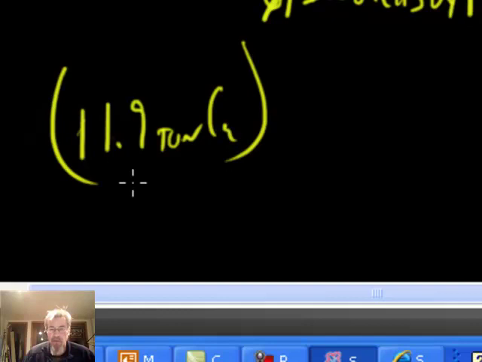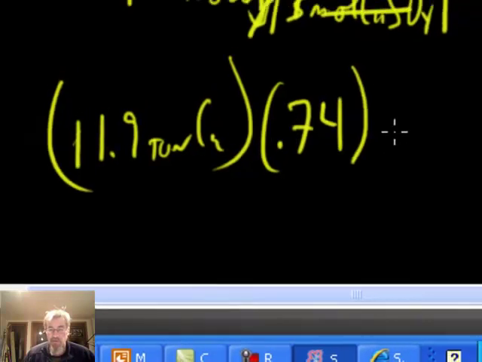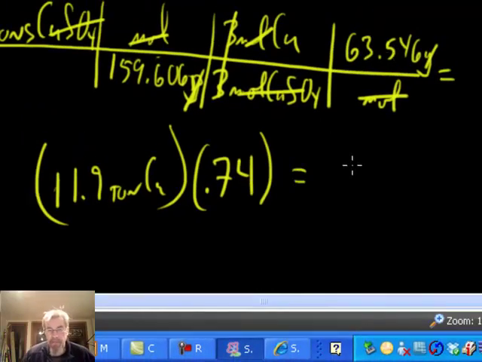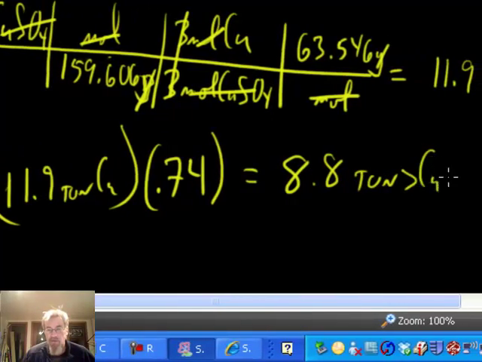Here's what we were going to do with that. We were going to take that theoretical yield of 11.9 tons of copper, and we were going to multiply it by the percent yield as a decimal. 74% is 0.74. We get two significant figures here. The actual yield is 8.8 tons of copper.